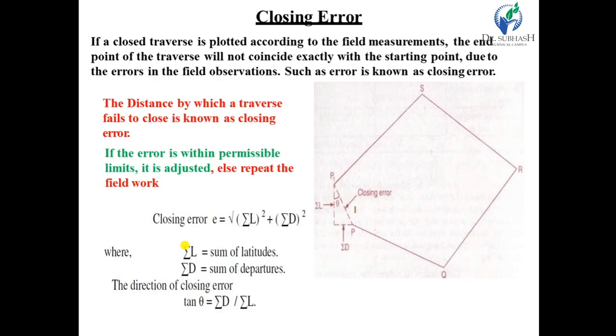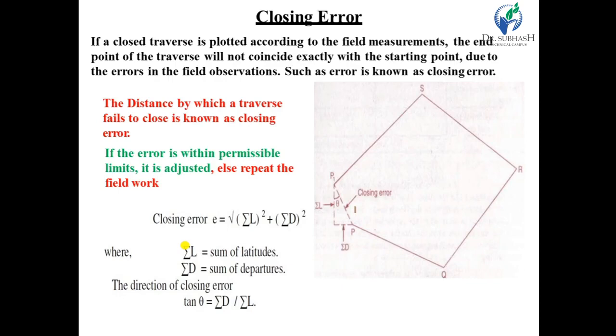Now we are moving to the closing error. If a closed traverse is plotted according to the field measurements, the end point of the traverse will not coincide exactly with the starting point due to errors in the field observations. Such an error is known as closing error. The distance by which a traverse fails to close is known as closing error. If the error is within the permissible limit, it is adjusted, else we have to repeat the field work.